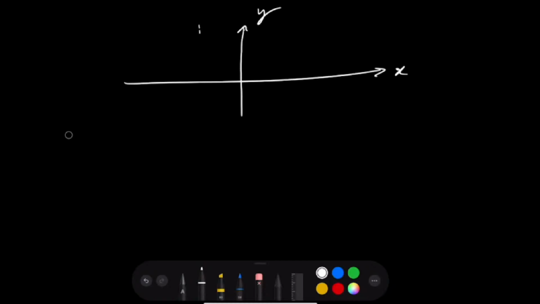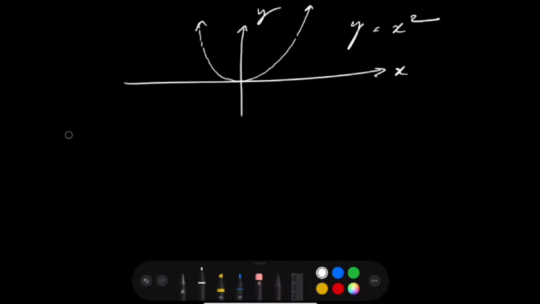Now, what about this? y equals x squared. So this is y, this is x. If I plot y equals x squared, you will get a graph like this. This is the graph for y equals x squared.